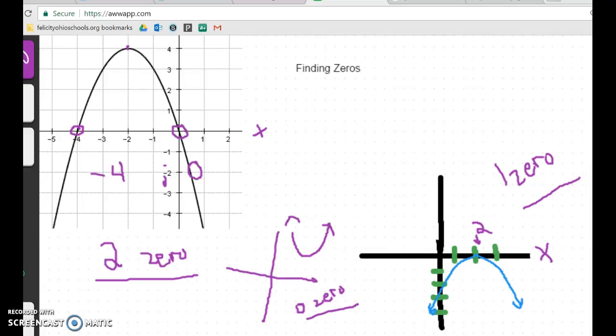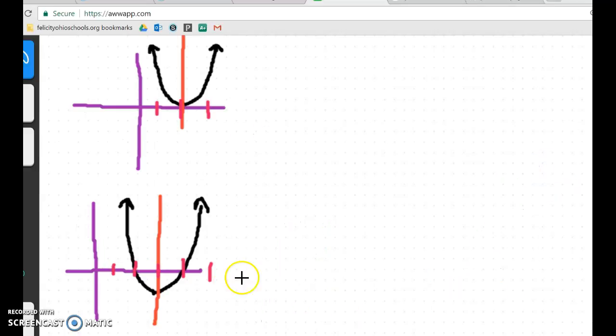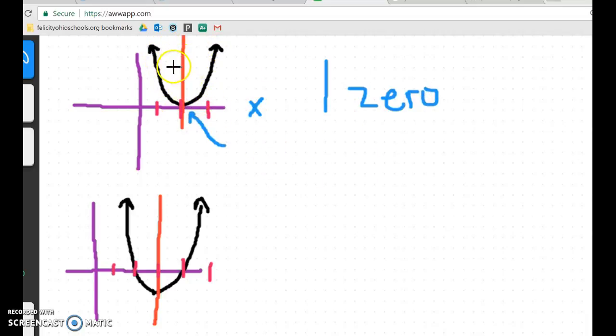Now we're going to look at the next step of another way to find zeros. Another way to find out how many zeros there are going to be is we look at where the vertex is. We have one graph here, and we have a vertex right here, which is on the x-axis. And since it's already on the x-axis, this is going to tell us that we have 1 zero. We know we're going to have 1 zero because the parabola is touching the axis. That's going to tell us there's one zero.